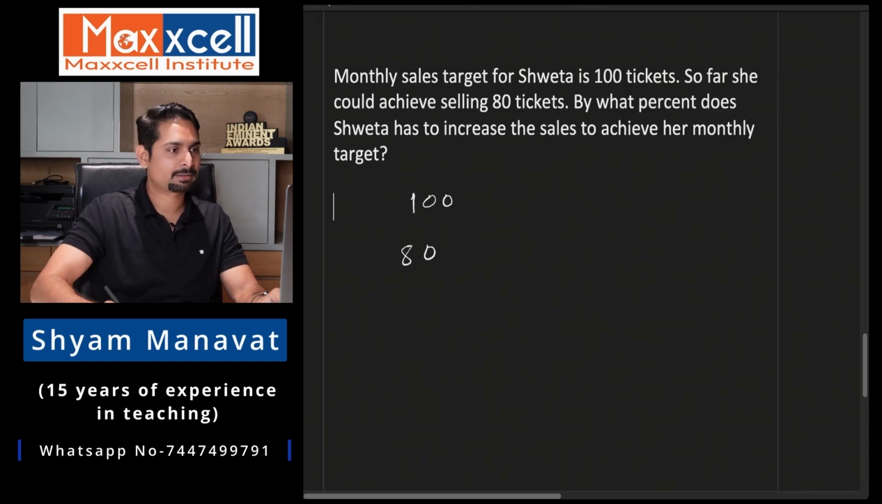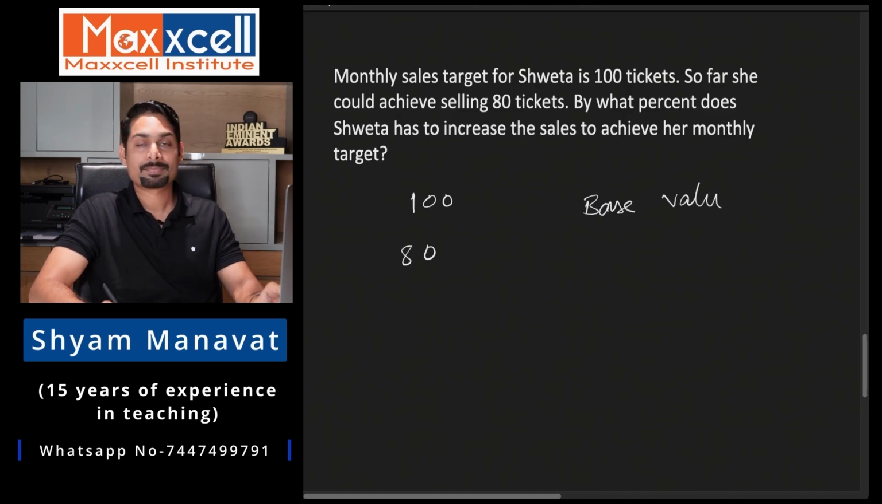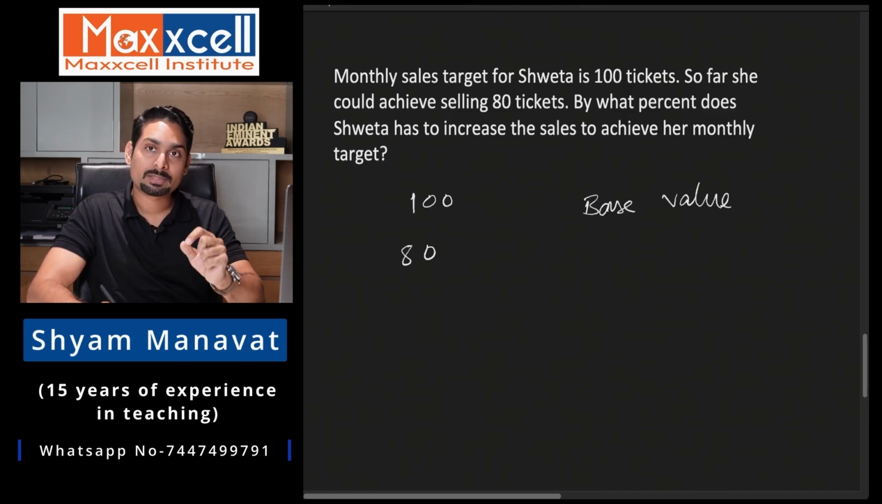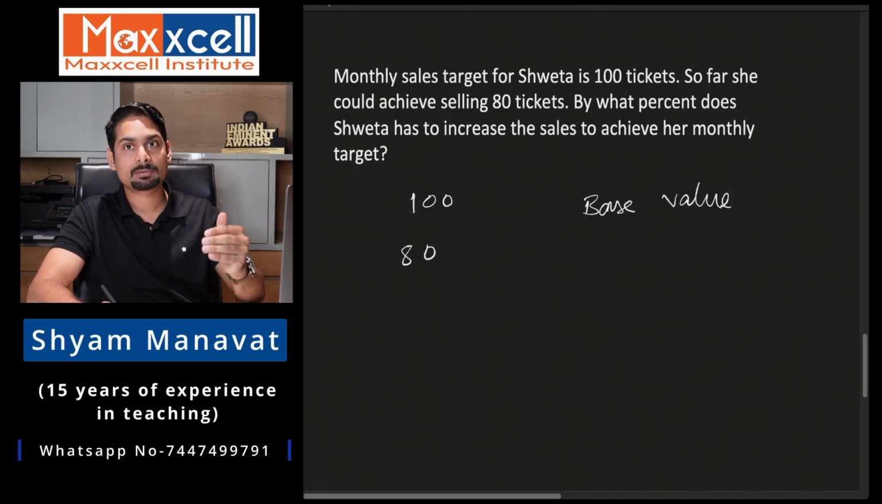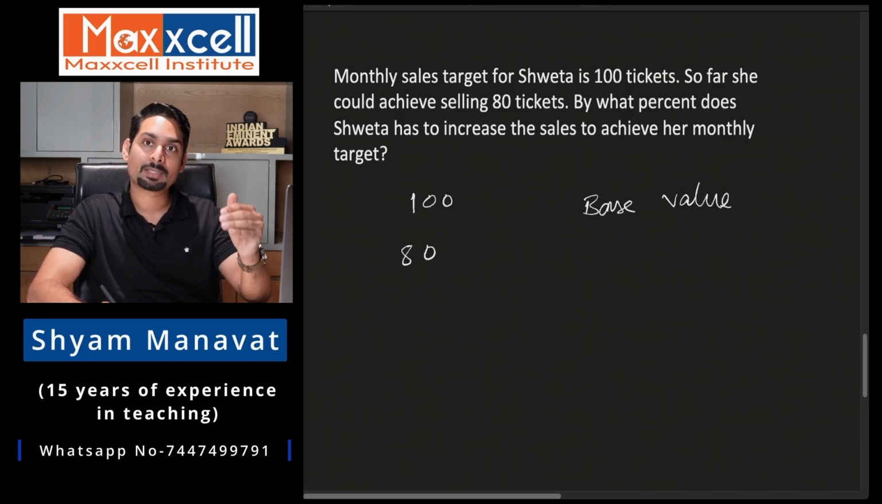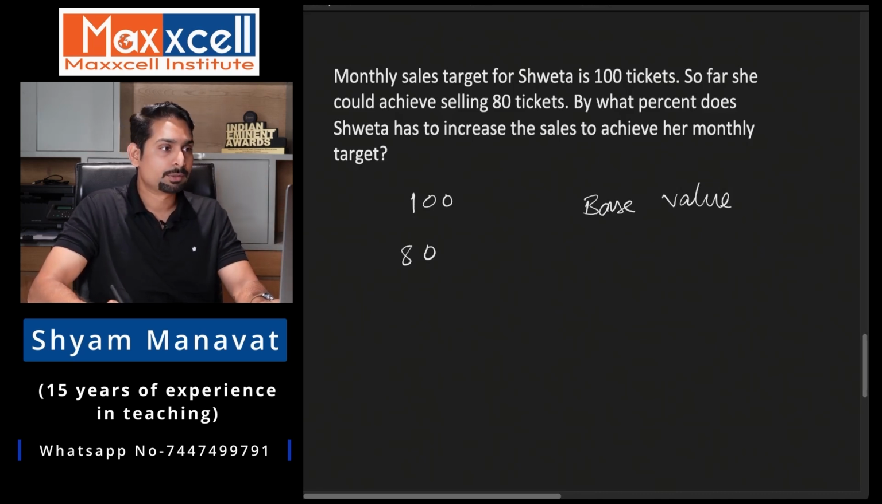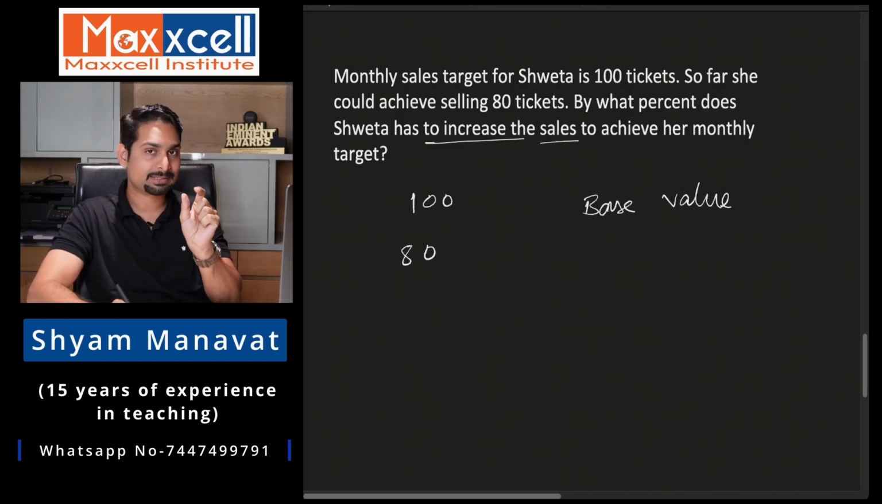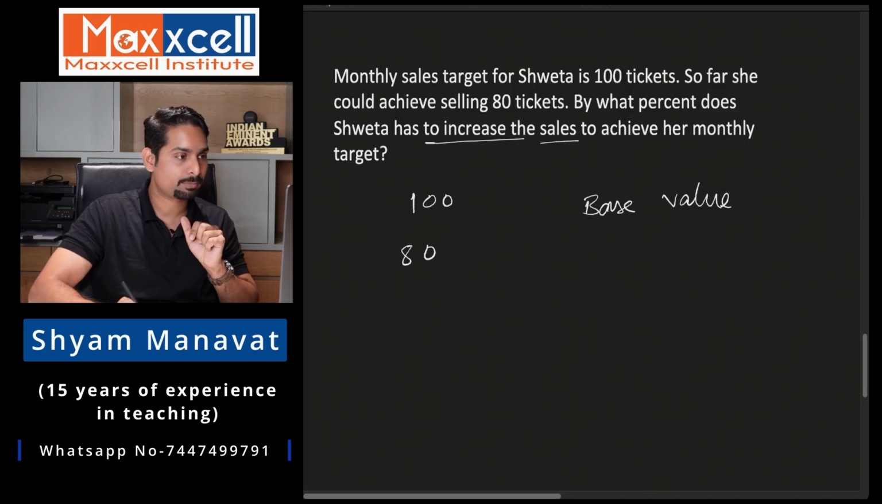Here we add another concept that's called base value. Okay, that's called what? Base value. The value with which you compare the other value. Base value is the one which you compare with the other value. Okay, so here you see, you need to increase the sales. The sales achieved so far is how much? 80. Understand this concept of base value, it's very important.